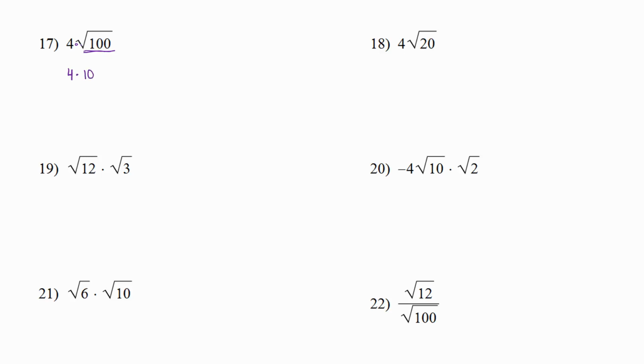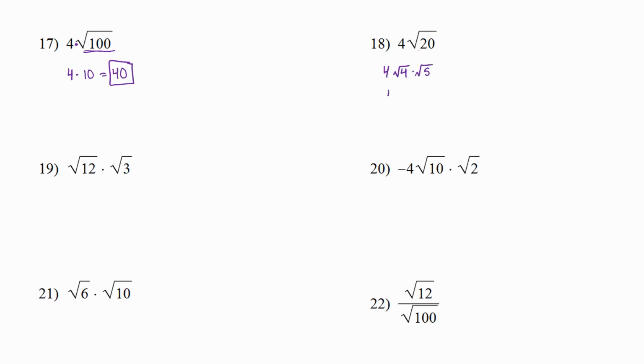And there's really multiplication in between here. We don't write it. We just write them right next to each other. But what we're doing is multiplying. So we need to multiply 4 times 10, which gives us 40. That would be our answer. On 18, we've got the square root of 20 that we need to simplify. And again, the 4 is just going to hang out until we're ready for it. So 20 can split up into 4 and 5.